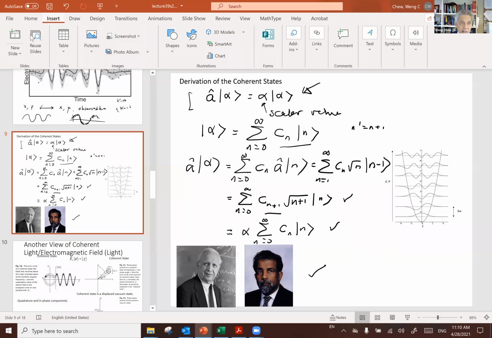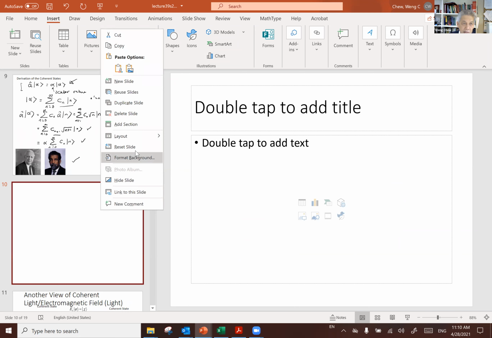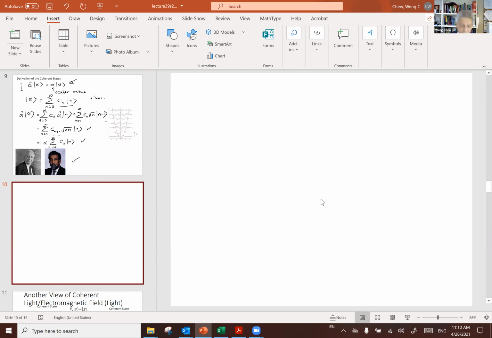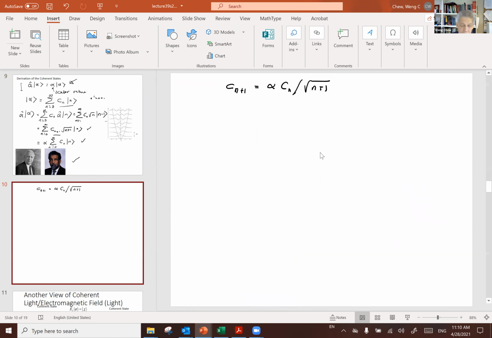And so I can actually, let me see, there is a way of removing all these things. So I immediately conclude that C_{n+1} must be alpha C_n divided by the square root of n plus 1. This equation is just obtained by equating these two coefficients, okay? And if I equate the two coefficients, I have this thing. And now I can solve this equation recursively. I can start with C0, find C1, and then find C2, and find C3.